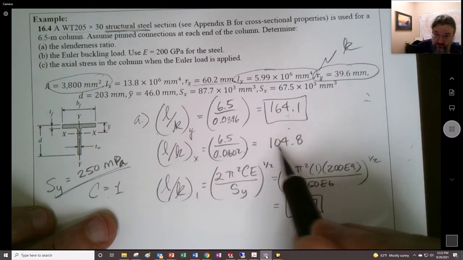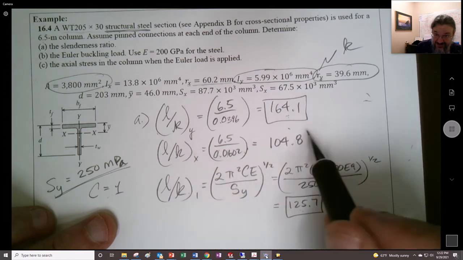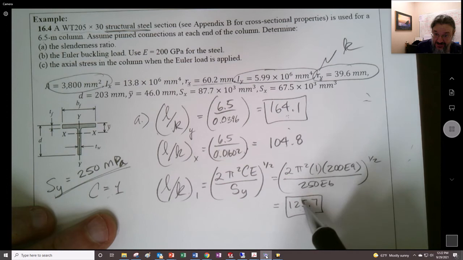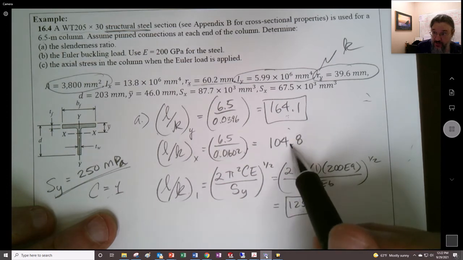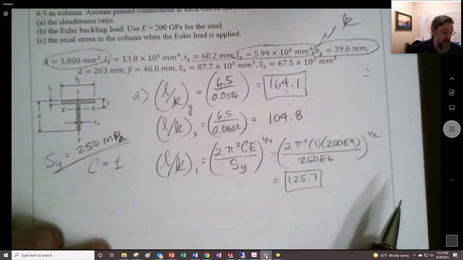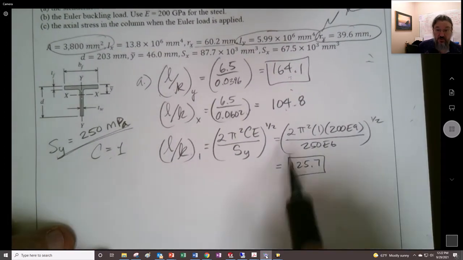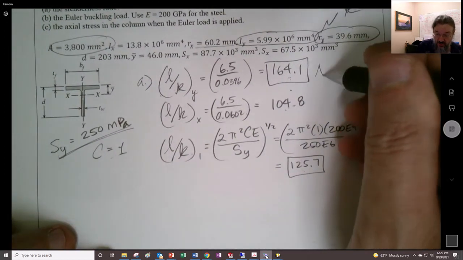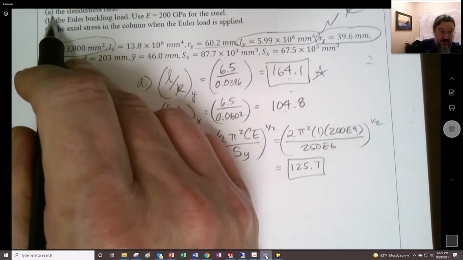Notably, for about the x-axis, it's actually less than this, and therefore, if we were doing it about the x-axis, we could show you why that could happen. We would use the Johnson equation to try to figure out what the critical load was when buckling occurs. But here's the slenderness ratio that we're asking for in part A.